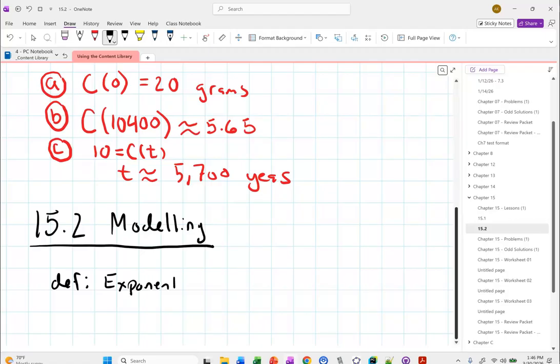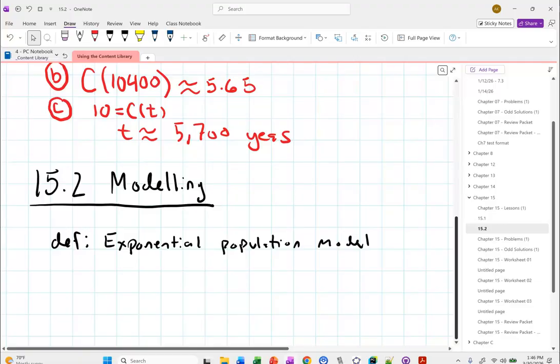So in 15.2, we're going to be talking about modeling. We're going to be writing an equation to describe a situation, then using that equation to answer questions. We're going to start with what's called the exponential population model.